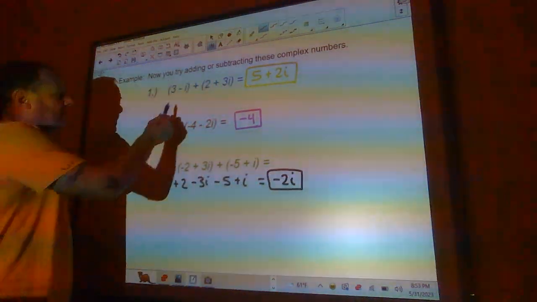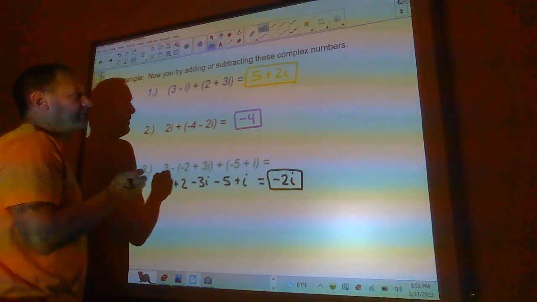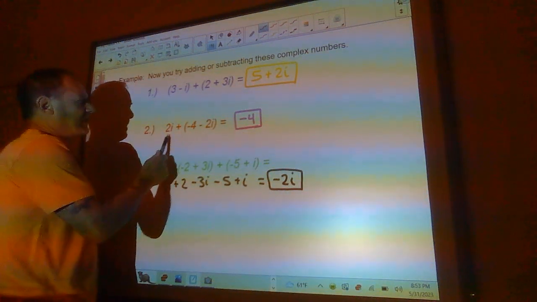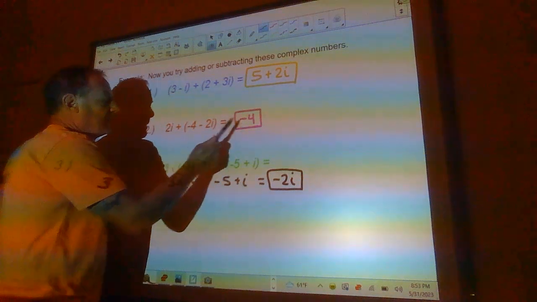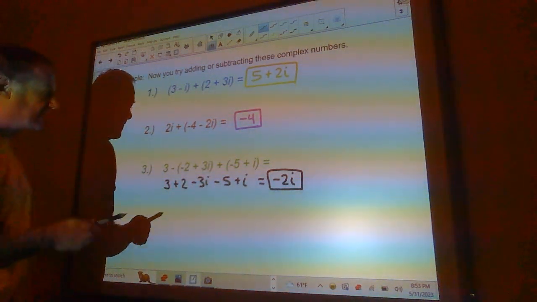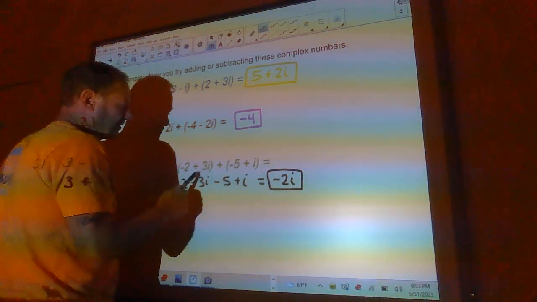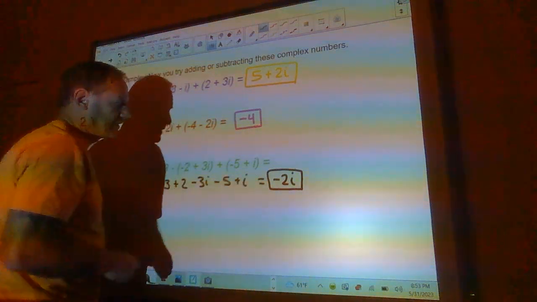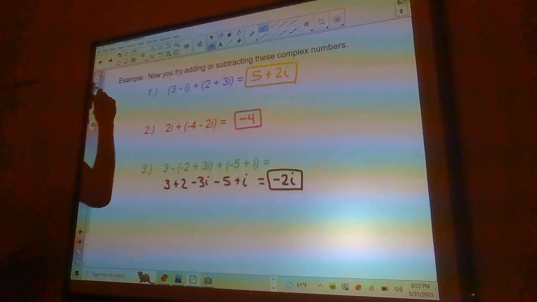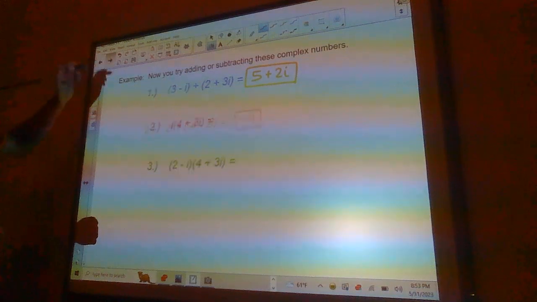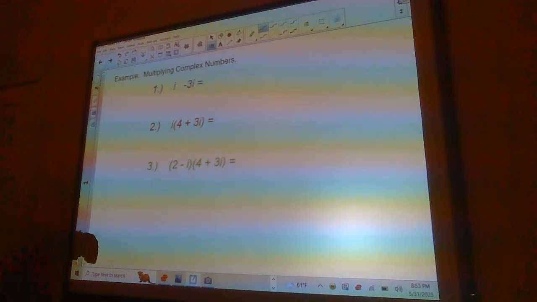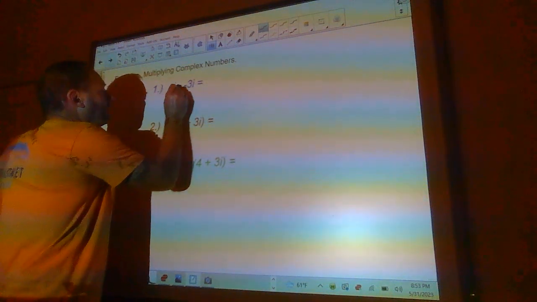So here I combined two complex numbers and got another complex number. Here I combined two complex numbers and got a real number. And here I combined 3 complex numbers, and I got an imaginary number.